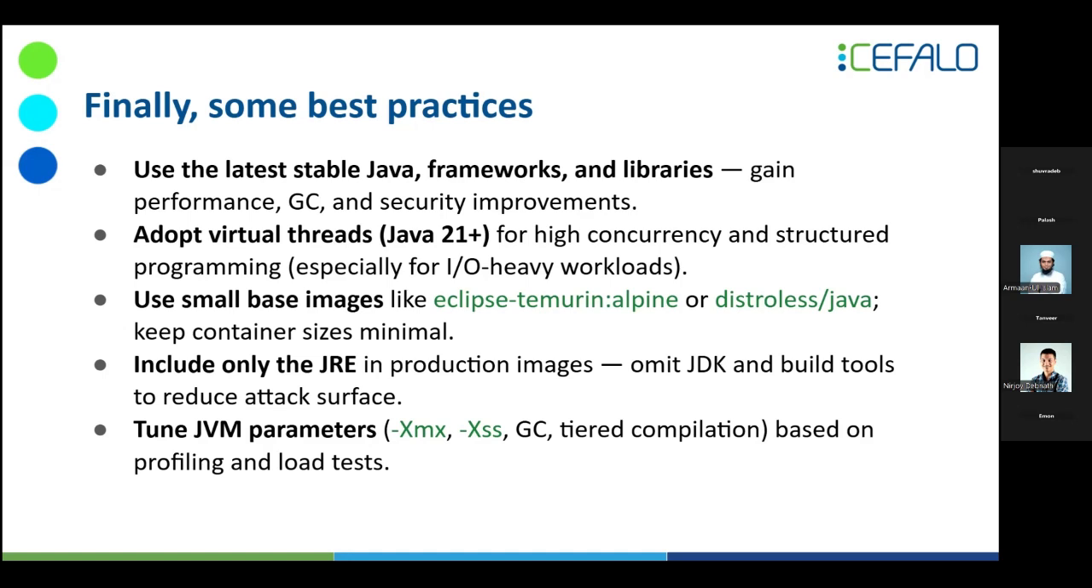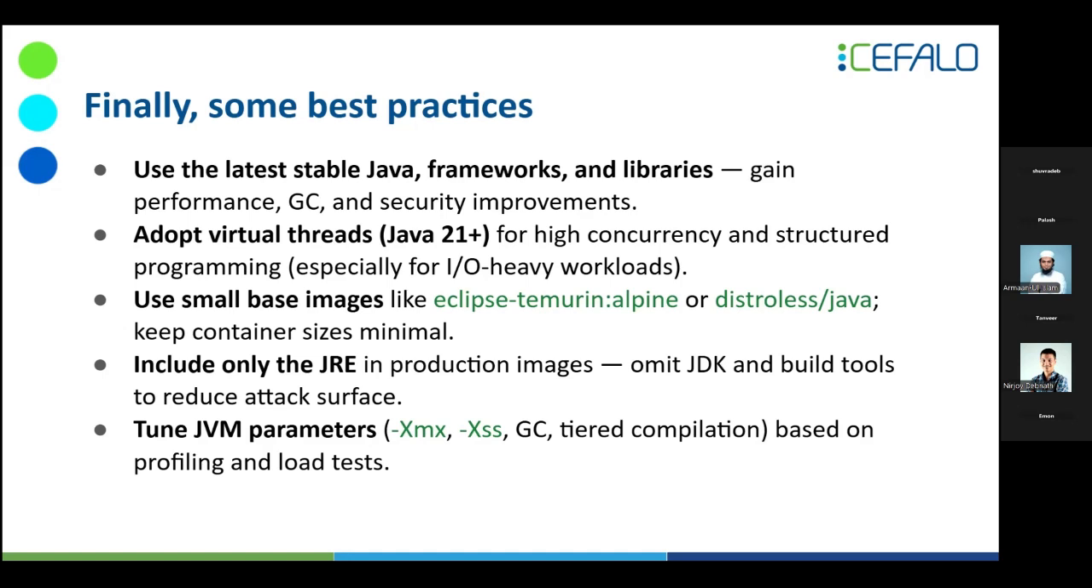And also use small base images like Eclipse Temurin, Alpine, or distroless Java, or you can even use binaries like native images. This keeps the container size minimal, so it has less surface area for attack. So it's a bit more secure. And in production images, you include only the JRE, not the JDK. Because the JRE only includes the runtime environment. The JDK includes different build tools as well. So it has a bit more surface for an attack, or if someone gets access to your environment, they can gain more data with those tools. So it's better to keep the production images as small as possible.